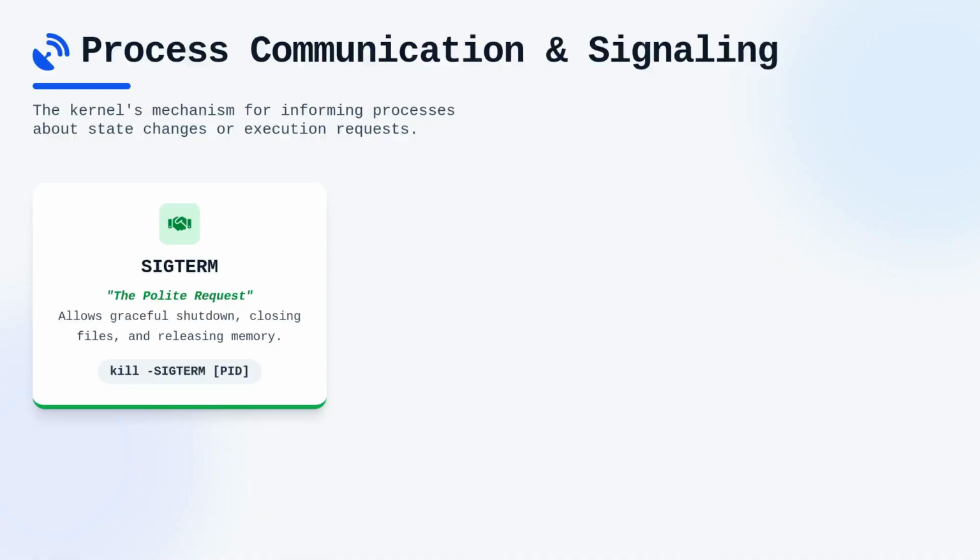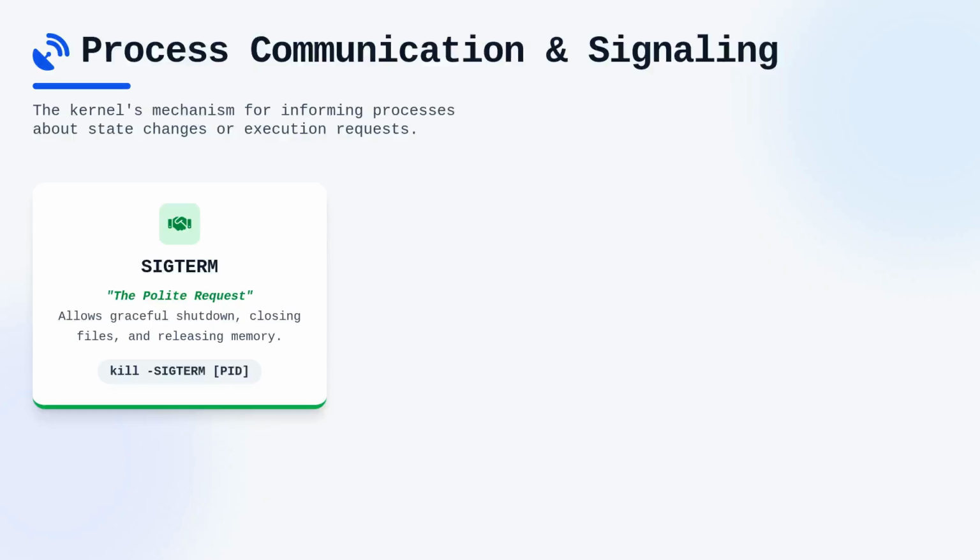Once you've identified a process that needs attention, you must communicate with it, typically through signals. Signaling is the mechanism by which the kernel informs a process about a change in state or a request to cease execution. The kill command, despite its alarming name, is essentially a utility for sending these signals. A command like kill -SIGTERM, or simply kill, followed by a PID, sends a polite termination signal, allowing the process to close files and release memory before shutting down.